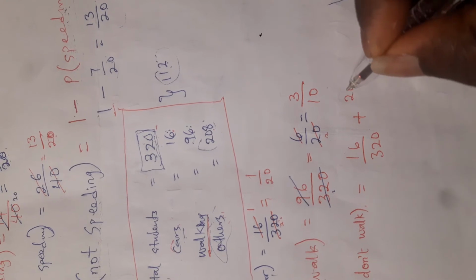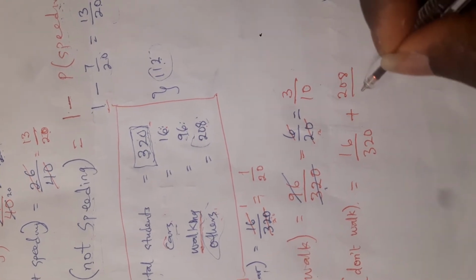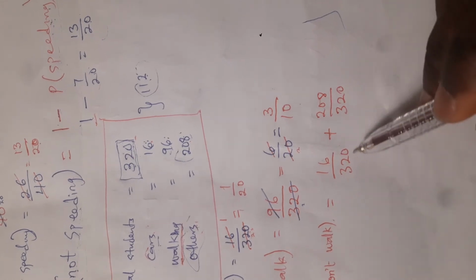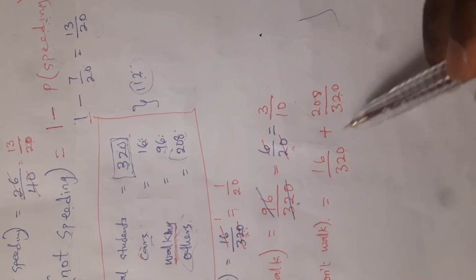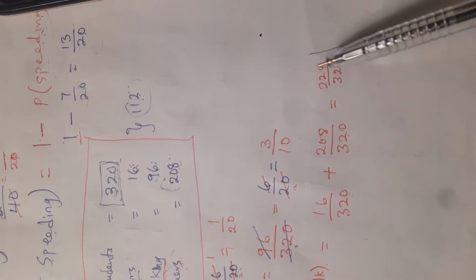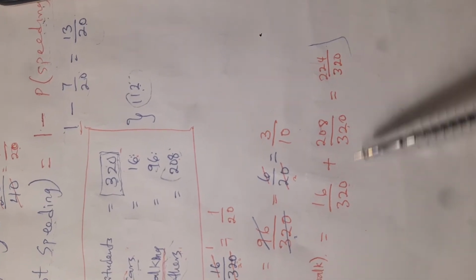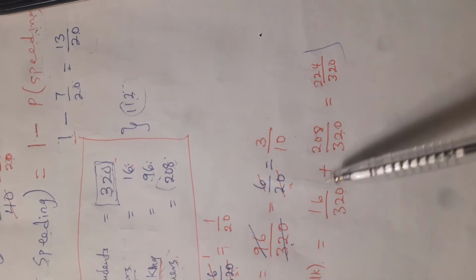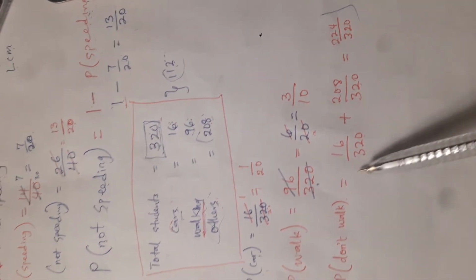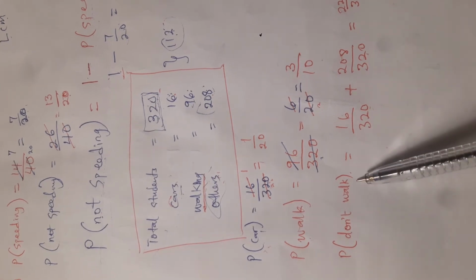208 over 320. Now you can add these two together because the denominators are the same. If you add 16 and 208, you have 224 over 320. 16 plus 208 gives 224. This is how I get don't walk to school.